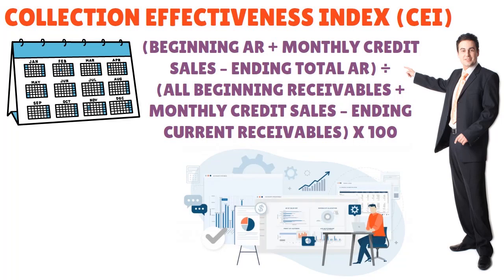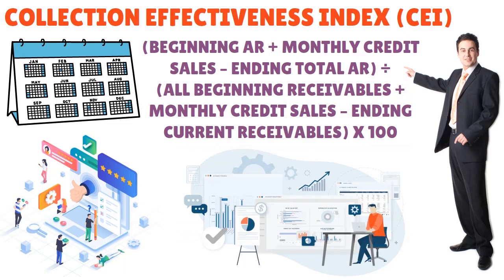The higher the CEI, the more effective your team is at collecting payments. Ideally, the number should be above 80 or 85. Of course, you should aim to be as close to 100 as possible. If the number drops, check if you are targeting the right customers. If targeting is not an issue, check your team's effectiveness.